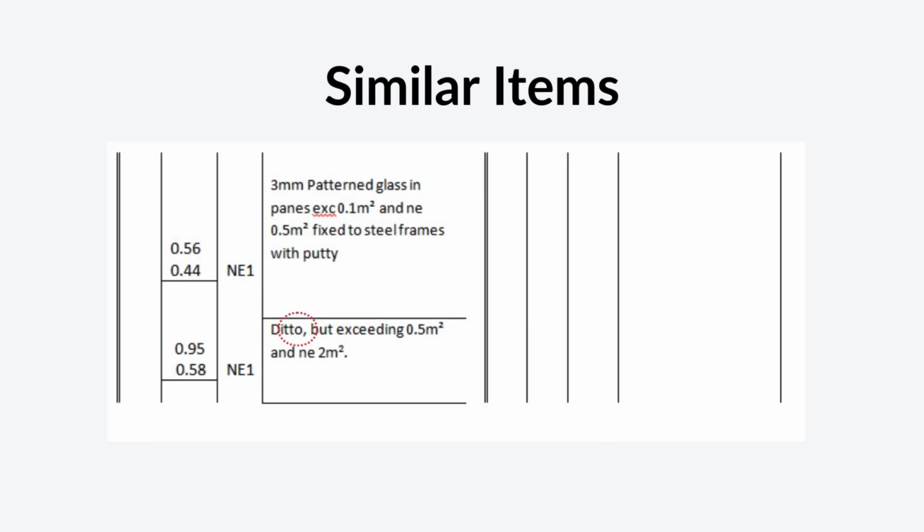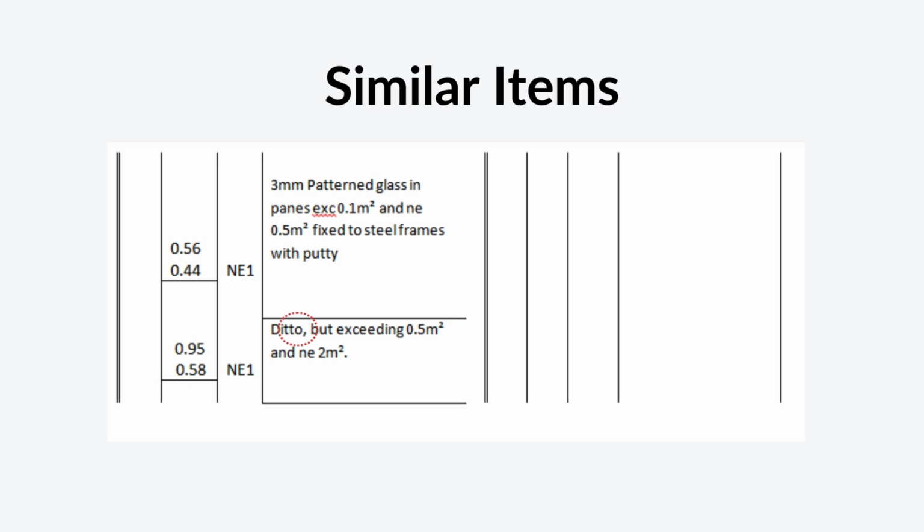So now with similar items, when an entry on the dimension paper is followed by a similar item, we use the word ditto instead of repeating the same description. In this example here, the first item described is 3mm patterned glass in panes exceeding 0.1 square meters and not exceeding 0.5 square meters, fixed to steel frames with putty. The next description simply states ditto, but exceeding 0.5 square meters and not exceeding 2 square meters.